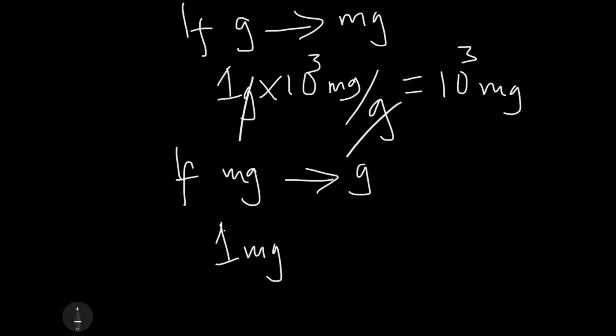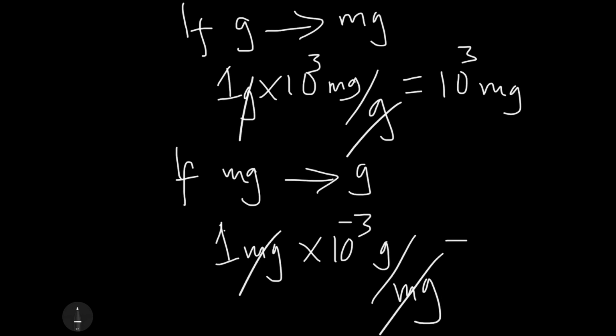So what you can do is just multiply it by 10 to the power negative 3, because we want to cancel milligrams. So it's going to be grams per milligram, so that and that will cancel. Then the value, which is, let's say, 1 in this case, multiplied by 10 to the power negative 3 gives us 10 to the power negative 3 grams. So this is how simple it is.